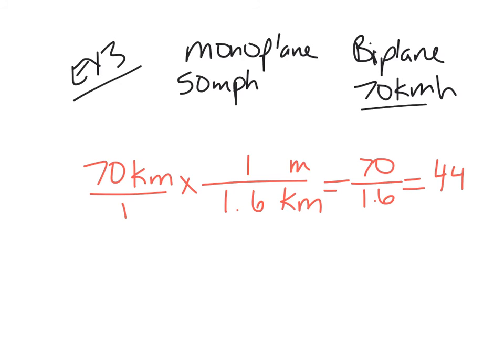All right, so this was 44 miles now, right? So now we know the monoplane goes 50 miles per hour where the biplane goes 44 miles per hour. So which one is faster? The monoplane. Make sense? Good. This is all you're doing, guys, conversions. And just sometimes you have more than one conversion in a problem.